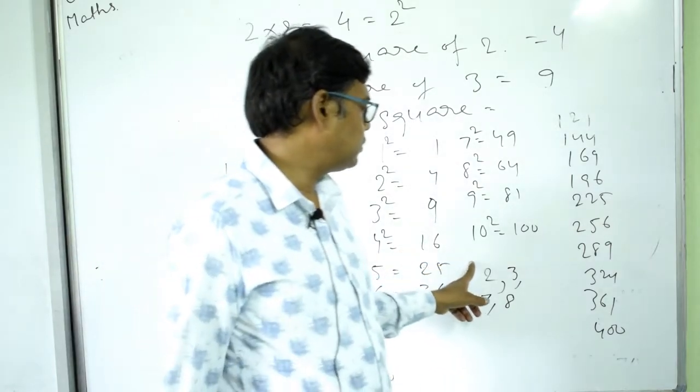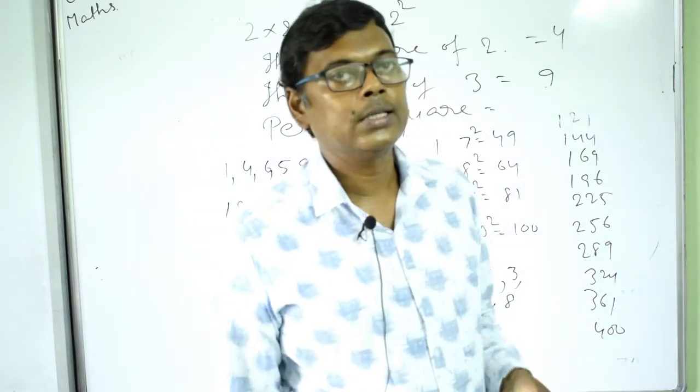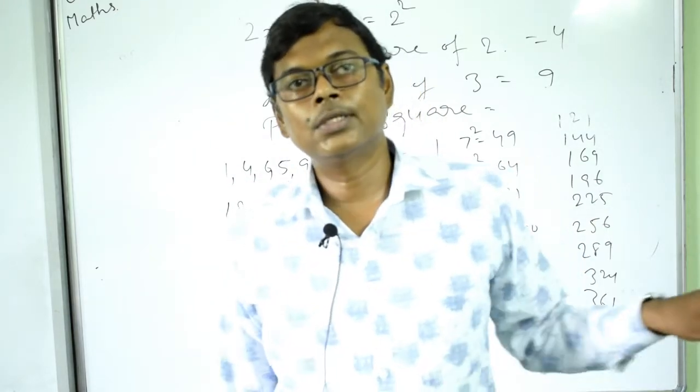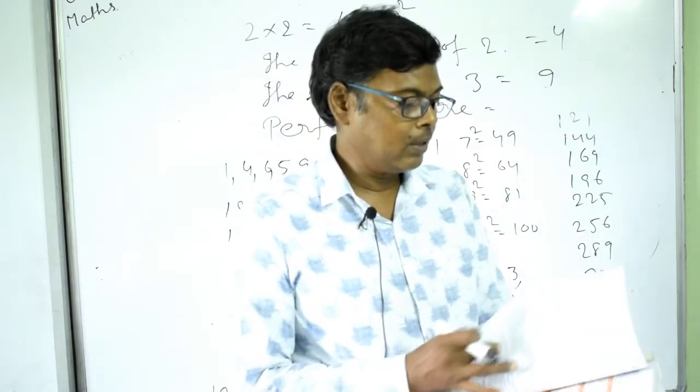But if the other digits are at the ones place, then you can be 100% certain that those numbers will not be perfect squares. So these are properties A and B.